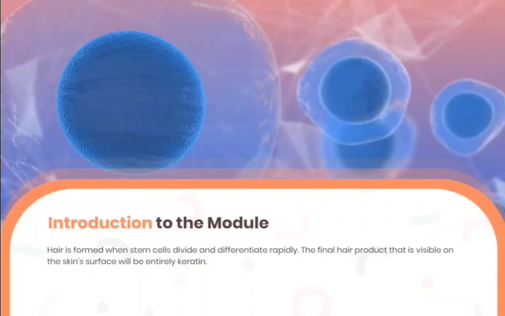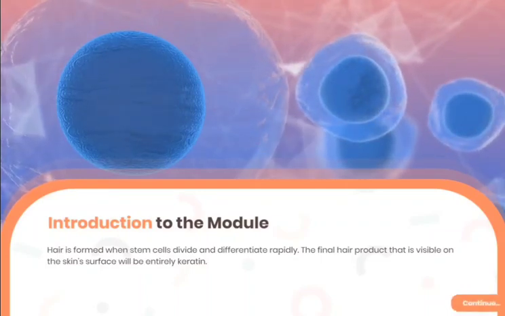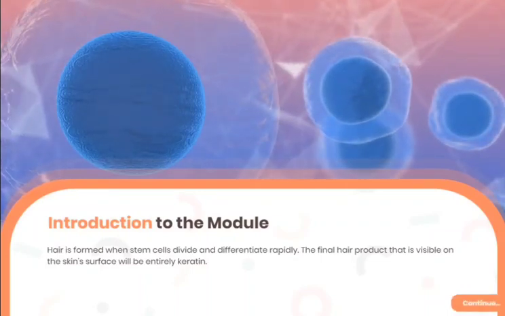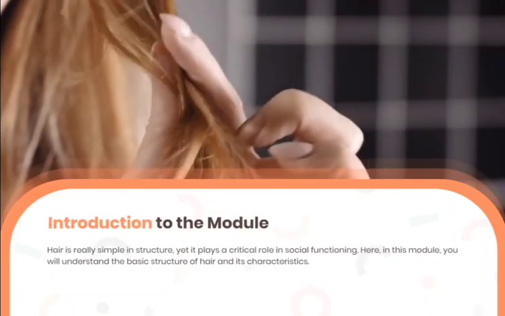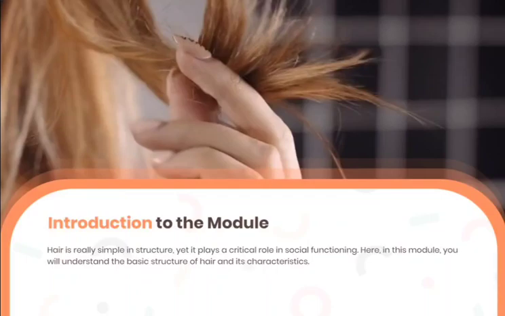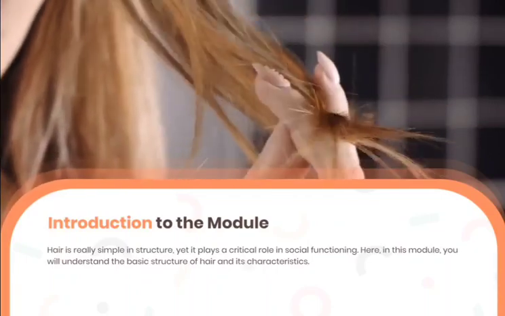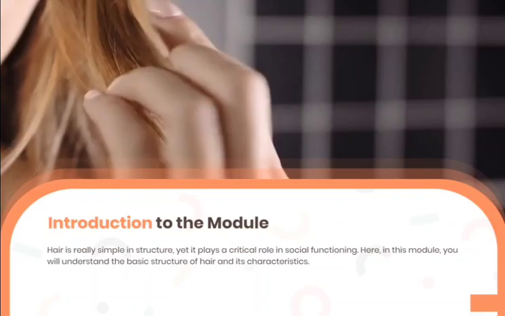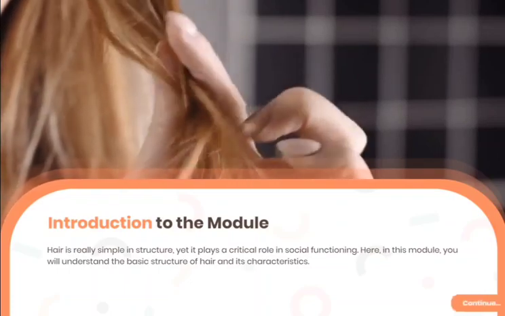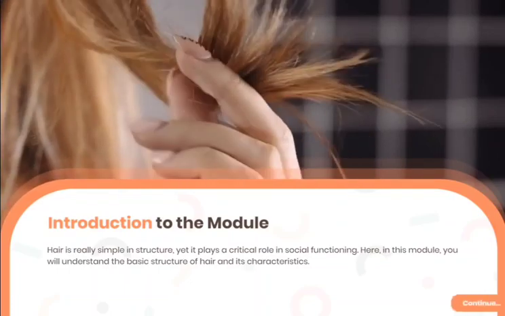The final hair product that is visible on the skin's surface will be entirely keratin. Hair is really simple in structure, yet it plays a critical role in social functioning. Here in this module, you will understand the basic structure of hair and its characteristics.